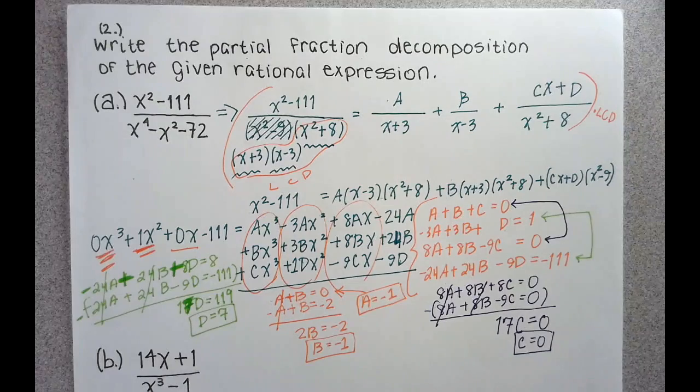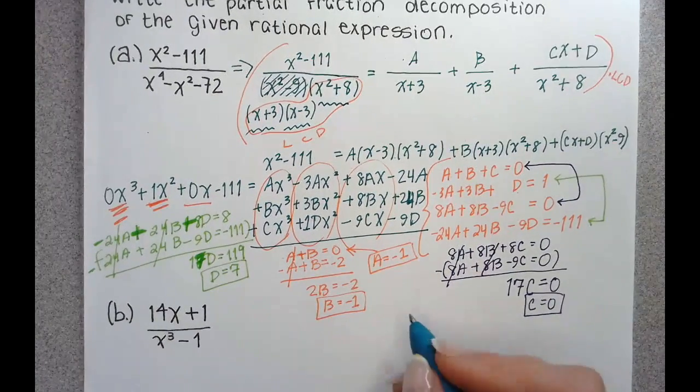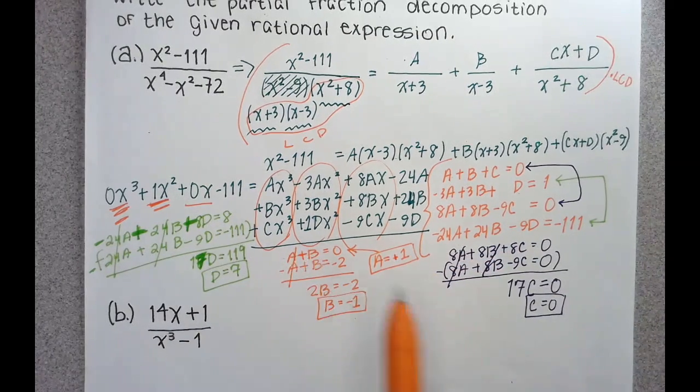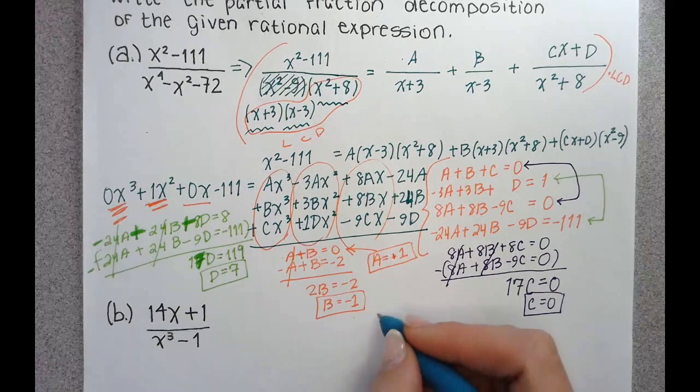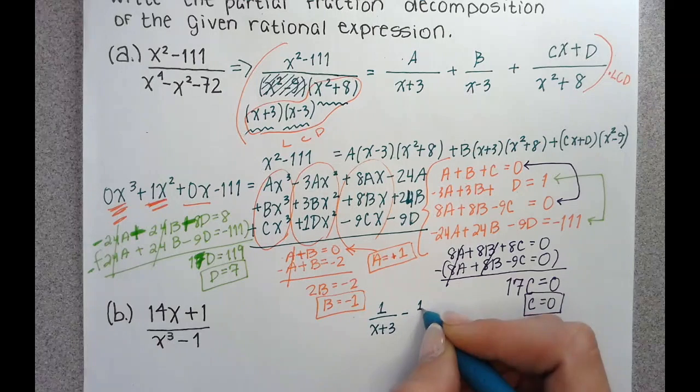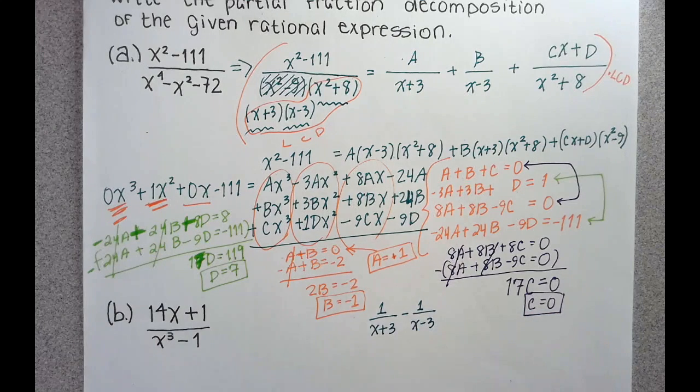So I'm going to write my answer in the same color I started in. So let's squash it a little bit over here. Oh, no, I didn't mean negative 1, did I? That was negative 1, so a is positive 1. My bad. So final answer again: 1 over x plus 3 minus 1 over x minus 3.